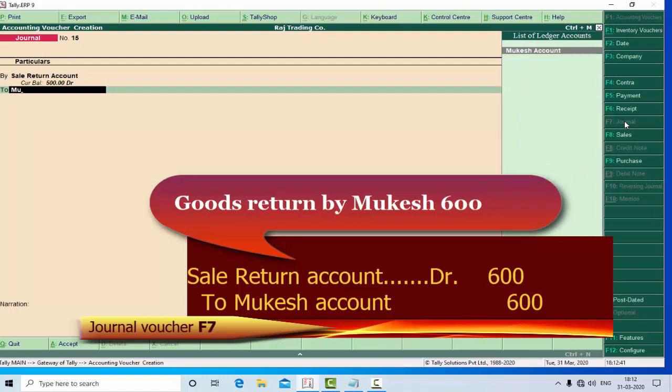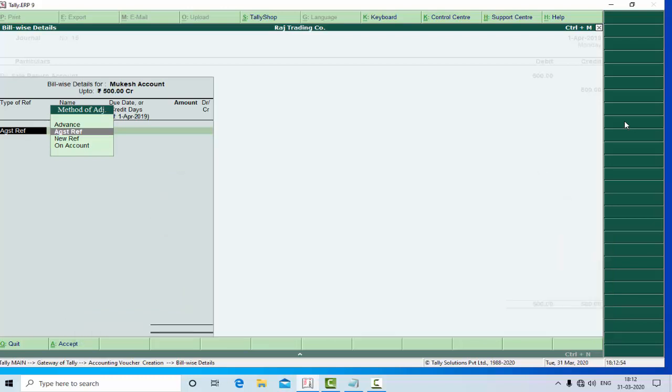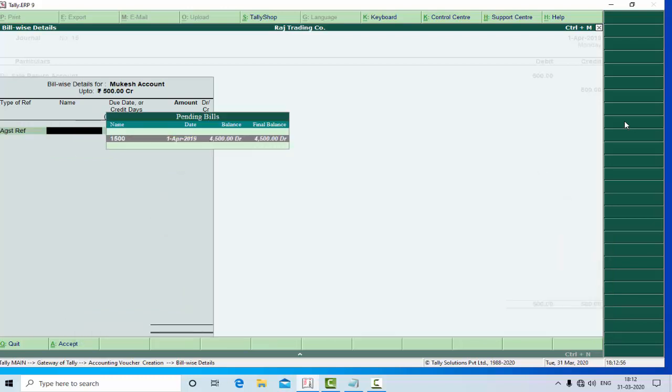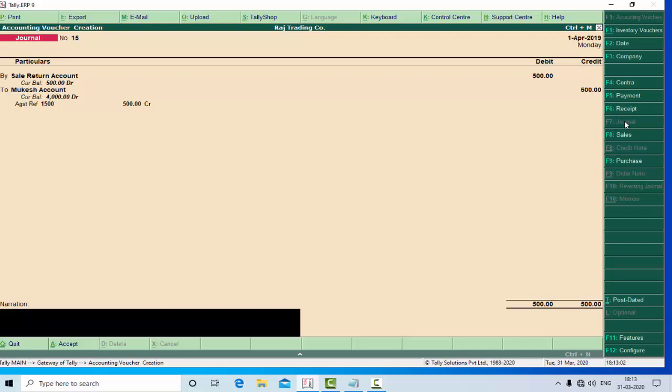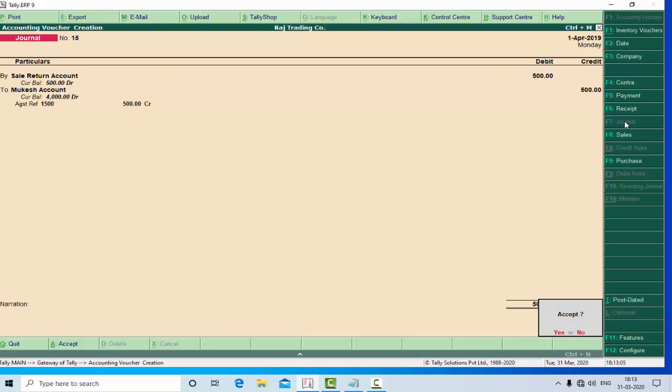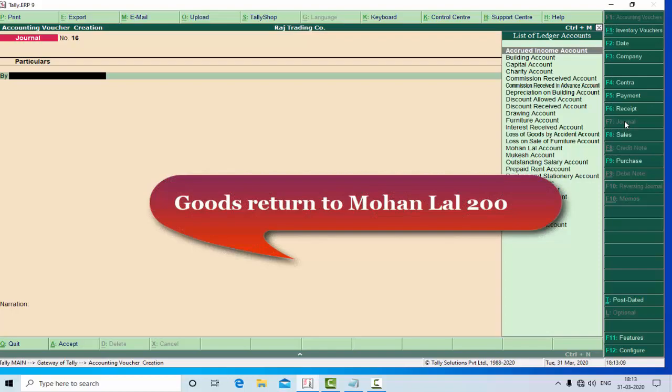So the Mukesh account will be credited, and again, like amount received from customer and discount allowed to customer, in case of sale return similarly adjust the reference, meaning adjust the bill when goods are returned by any customer. So adjust from bill number 1500, 500 amount, and you can enter the narration here, and then save the entry.